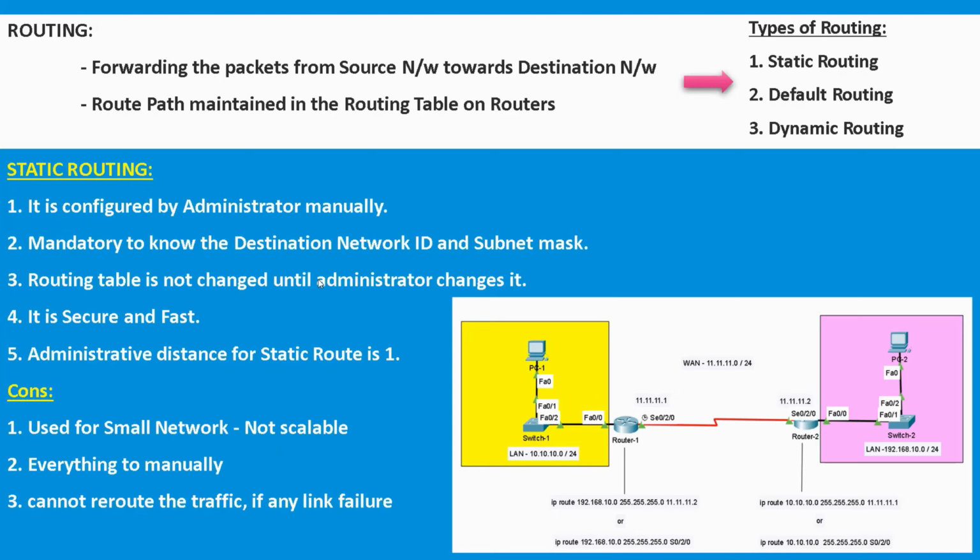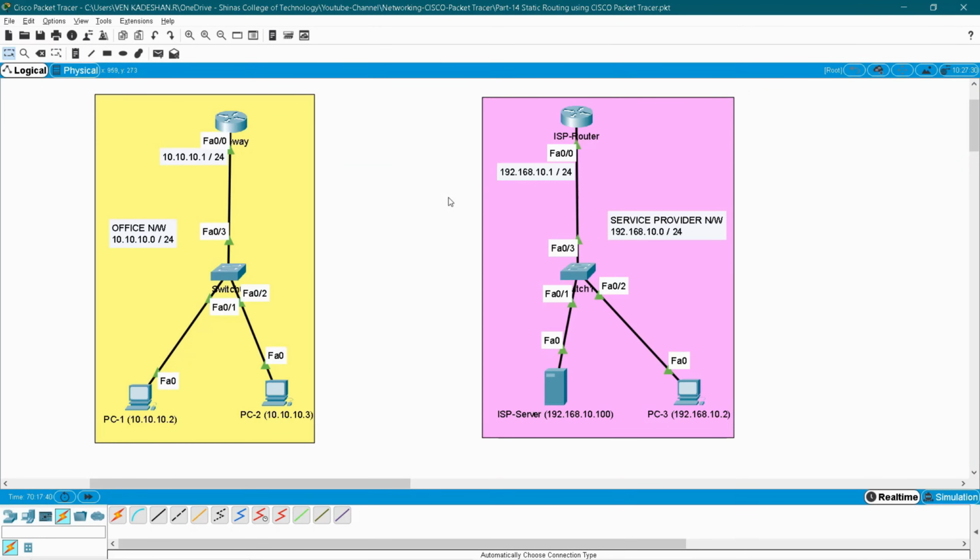Let me go for the configuration now. This is the topology which I have taken here. Two networks. One is my office network with 10.10.10.0 and another one is my service provider network, from where I got my internet service. This network has the IP address 192.168.10.0.